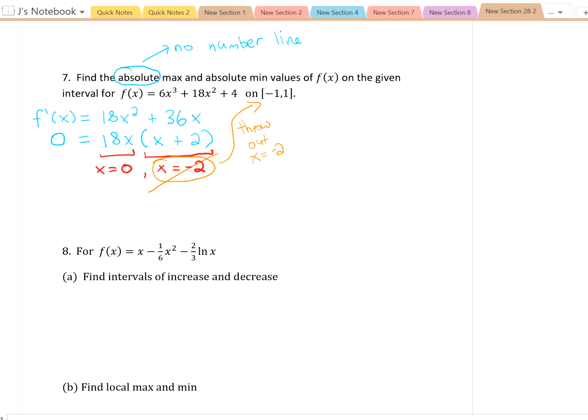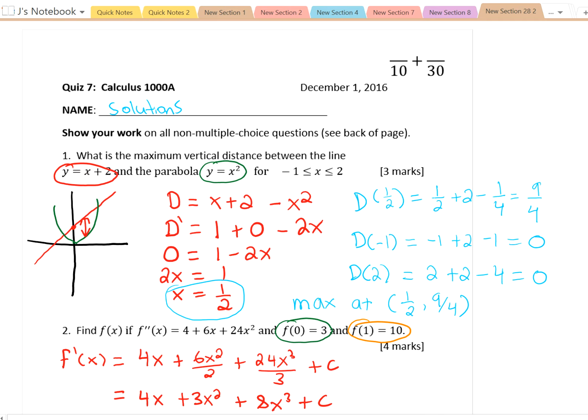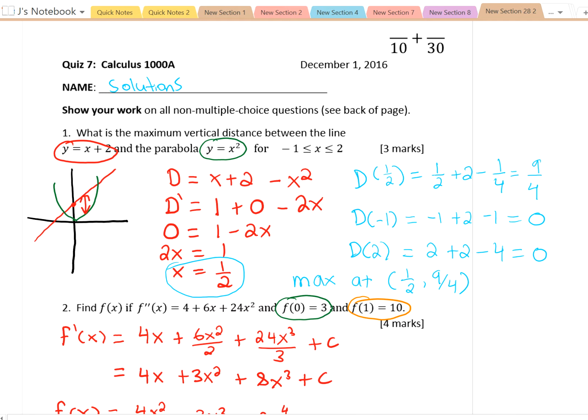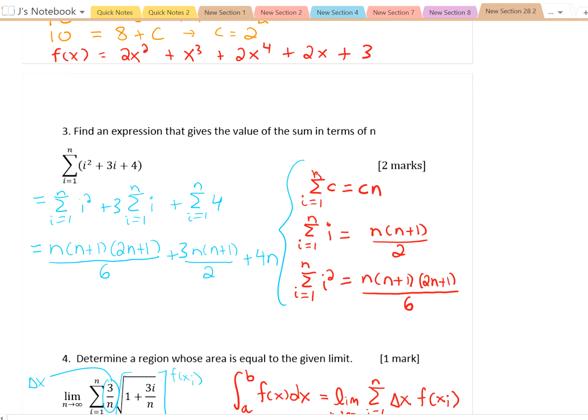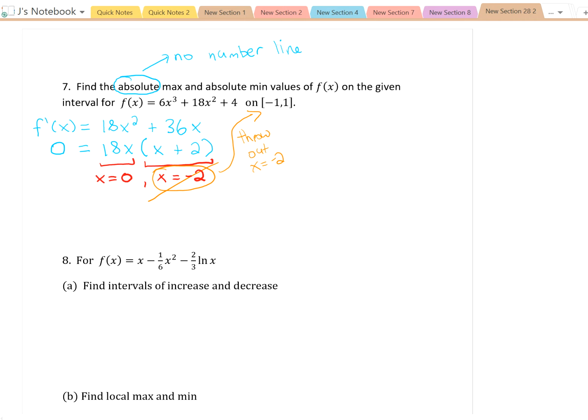Doesn't count. Now we're going to do what we did up here. For problem 1, we have the endpoints given. We found the critical number in the interior. Now we're going to plug into the original function the endpoints and the critical number. F of 0, that's going to be 6 times 0 cubed, which is 0, plus 18 times 0 squared, which is 0, plus 4. So we get 4.